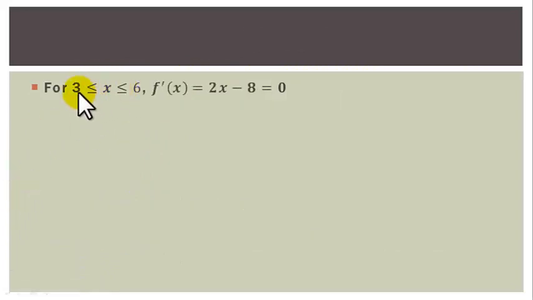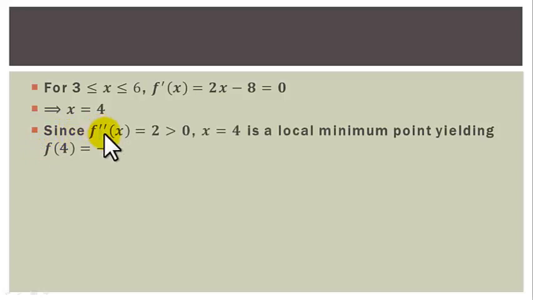Next, in the interval x greater than or equal to 3 and less than or equal to 6, the first derivative with respect to x is 2x minus 8. If we equate this to 0, that will give us x equals 4. Since the second derivative with respect to x is 2, and this is greater than 0, that means x equals 4 is a local minimum point, yielding the value of the function f(4) equals minus 3.